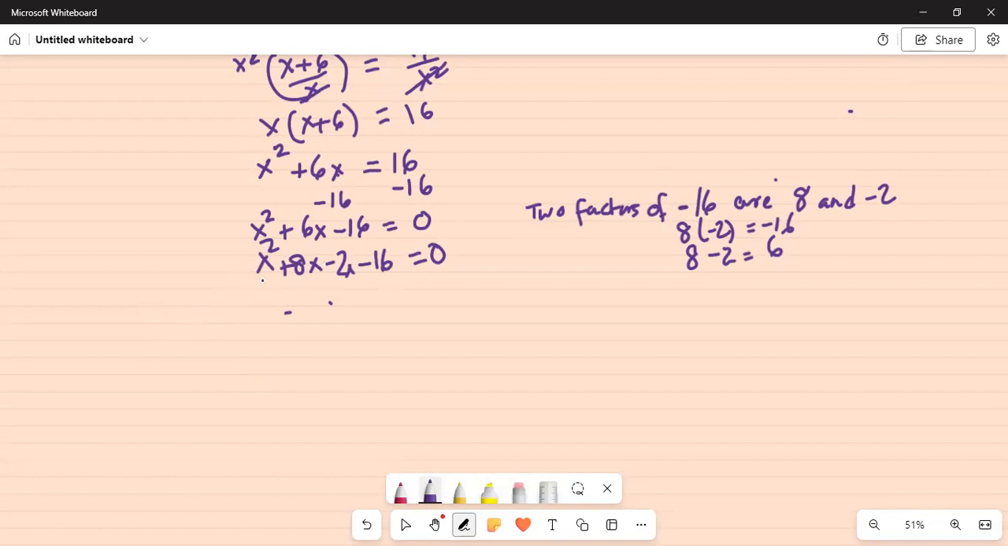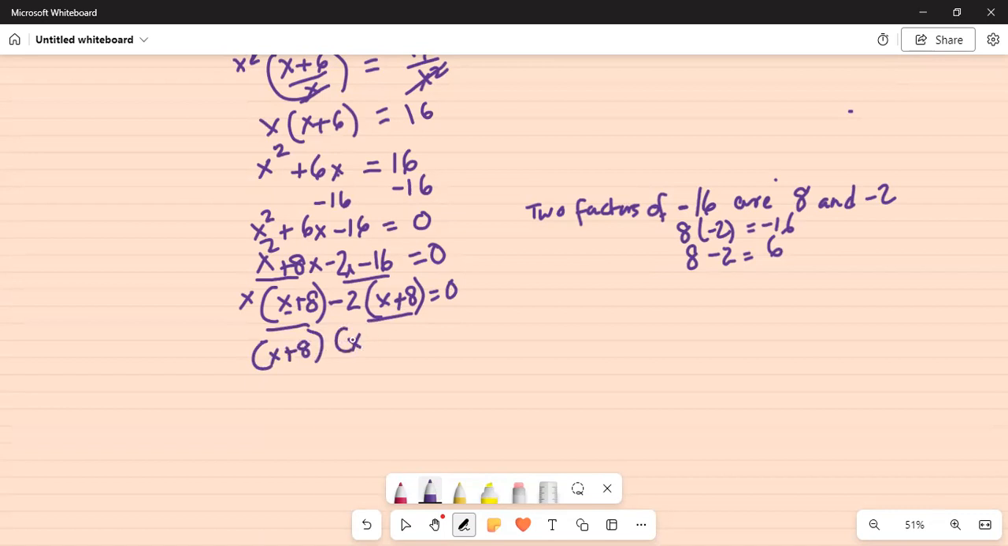Now we can take two terms at a time. From the first two terms, the common factor is x. Take it outside the parentheses, and you are left with x plus 8. And in the second pair, if I take minus 2 out as the common factor, you are left with x as the first term, and minus 16 divided by minus 2 is a plus 8, equal to 0. So between these two terms, x plus 8 is a common factor. Take that out, and you are left with x plus 8 times x minus 2 equal to 0.